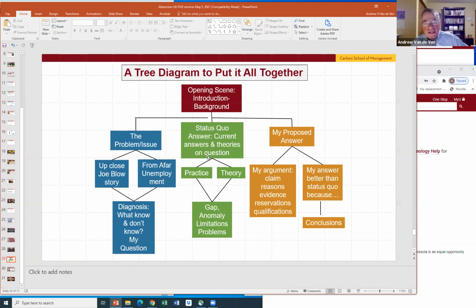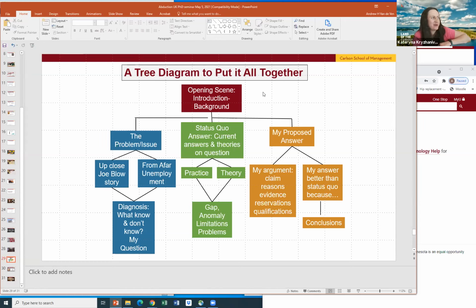Here's the status quo answer, the current answer to the theory, in practice and theory, to which you're going to find some gap. Here's another anomaly. Anomalies that exist, the limitations, the problems with the current status quo, which leads you to your proposal. I think this, and here's my argument for why I think this. And I conclude by arguing that my answer is better than the status quo, because. End of paper.